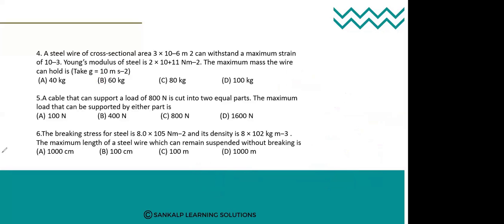What is the answer? A, B, C, D. So here the values they have given is that a cable can support a load of 800 Newton. So this is supporting 800 Newton and this is cut into 2 equal parts. The maximum load that can be supported by either part is, so here the maximum load it can support is 800 Newton only. Why? Option C.